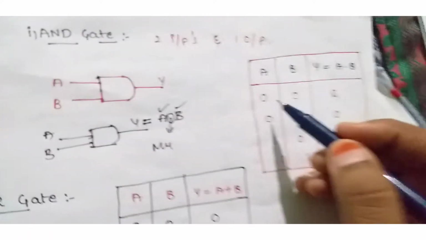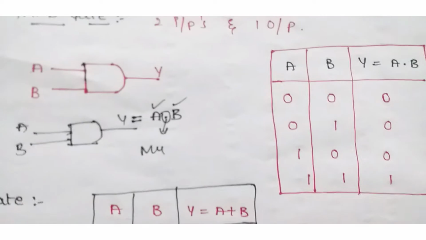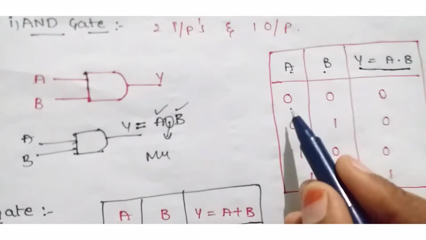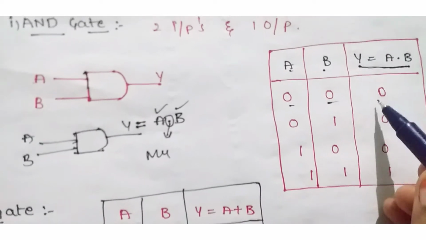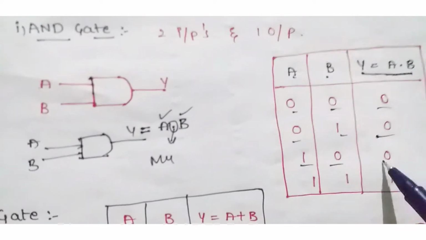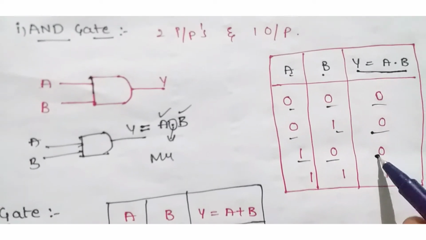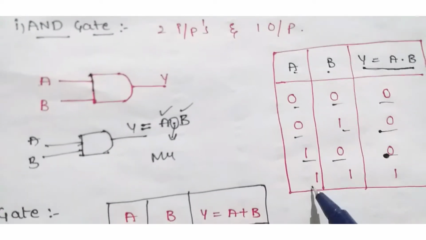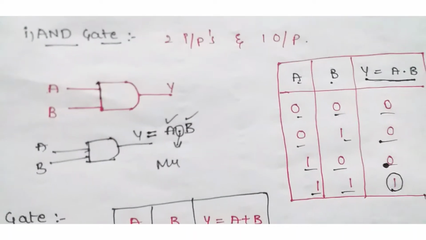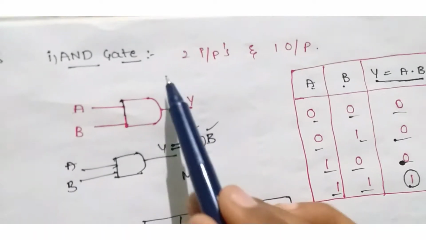Let us see this table for the AND gate. For inputs A, B, we get this output. For 0, 0, when we multiply we get 0. For 0, 1 we get 0. For 1, 0, multiplying we get 0. And for 1, 1, multiplying we get 1 for the AND gate. We have two inputs and only one output.